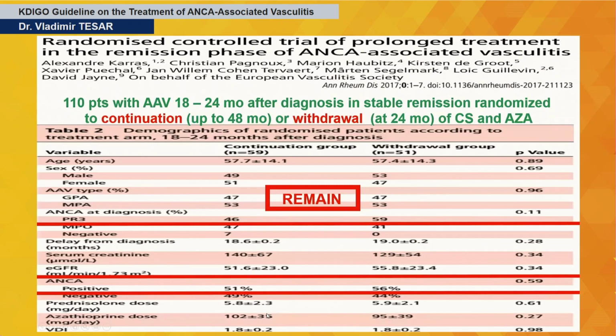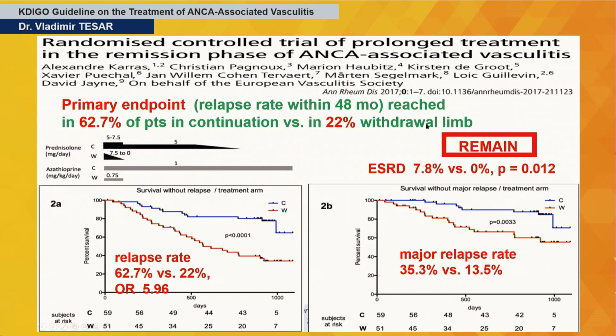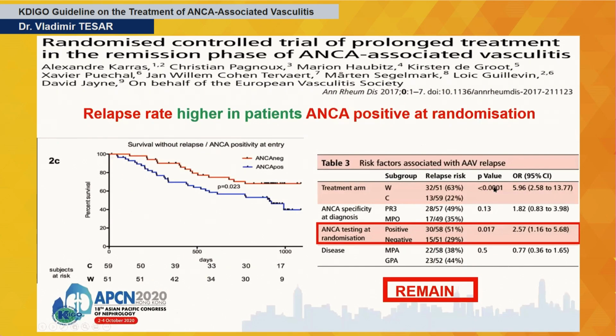And since then, there are some new data showing how important the length of treatment is. In the REMAIN study, treatment with continuation of azathioprine until 4 years was compared with early withdrawal at 24 months. And it was shown that the patients who had an early withdrawal were at much higher risk of relapses. And there was also a difference in the risk of end-stage renal disease, suggesting that at least some patients should be treated with longer maintenance treatment than only 18 to 24 months.